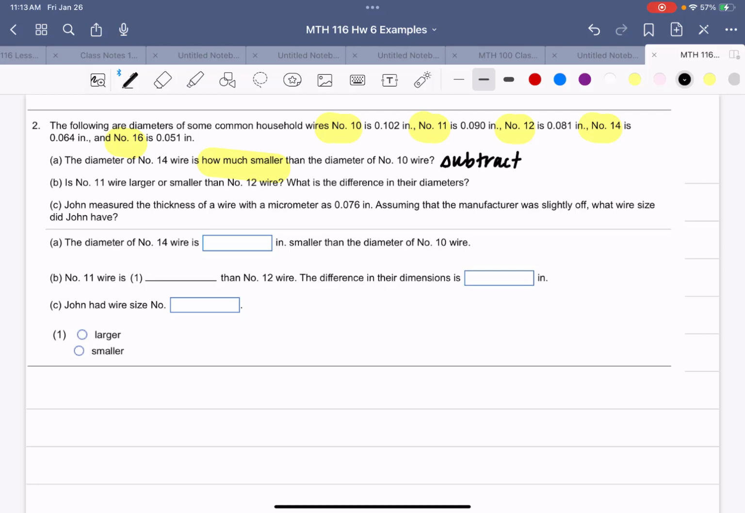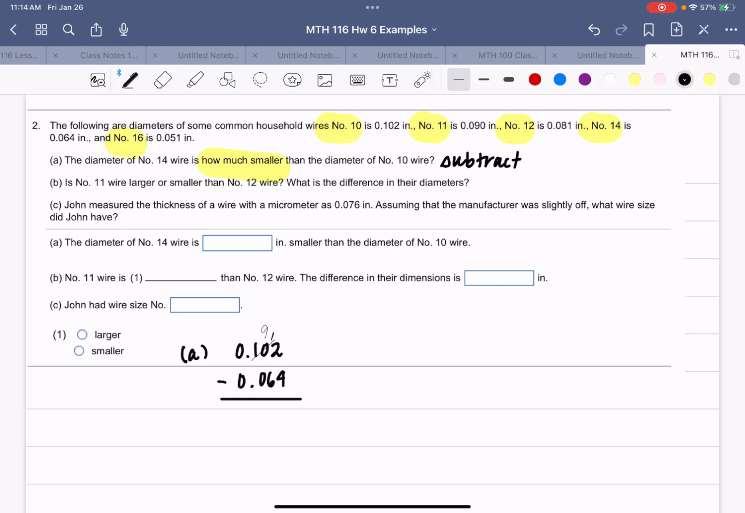So for part A, we need to take the number 10, 0.102, and the number 14, 0.064, and we need to subtract those. And once again, we make sure our decimal points are lined up. We're going to have to borrow here. So I'm going to borrow from the 10 and make it a 9 and make that 2 a 12.